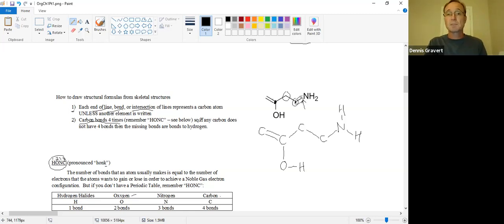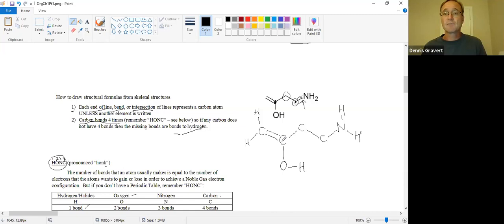Carbon bonds 4 times. So if any carbon does not have 4 bonds, those missing bonds are bonds to hydrogen. Okay, so this carbon needs 4 lines coming out. It had 2. I just added 2 more. It's got a total of 4. And you attach those bonds with H's. Now, why didn't I use a double bond? Well, the missing bonds are bonds to H. And hydrogen only bonds once. Okay, so that means all H's have to be attached by single bonds.